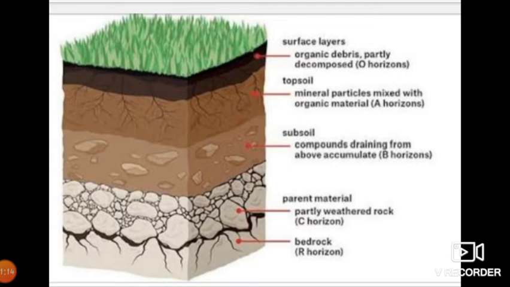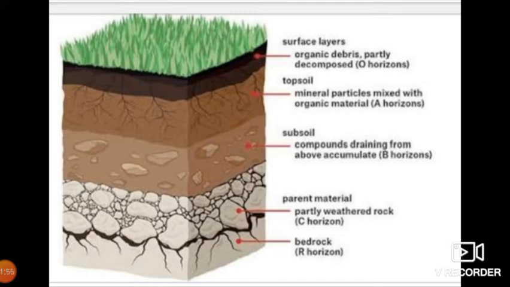Now you are looking at the picture of the soil profile, right? Here you can see that four layers are there. The first layer is called topsoil, the A horizon. Here mineral particles are mixed with organic material, and this layer consists of fine particles, is rich in humus, and is dark in color. It is soft and porous, so it can hold water.